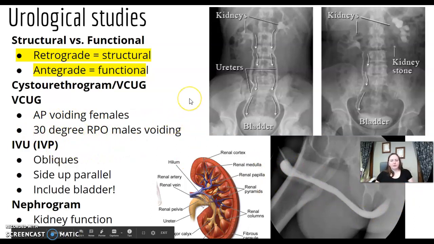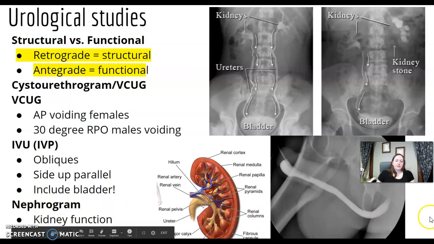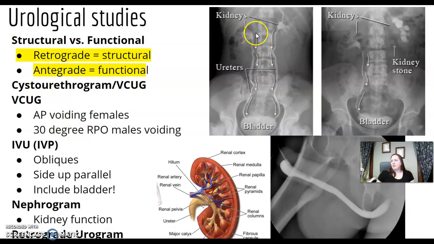IVU used to be called IVP, so some of you might hear IVP at clinical or referring to something else, but make sure you review your obliques, knowing which side will demonstrate which kidney. The nephrogram is for the kidney function. Looking at anatomy here, we're looking at ureters, kidneys, bladder, which way or how patent is the contrast flowing down, and kidney stones will show up bright white.